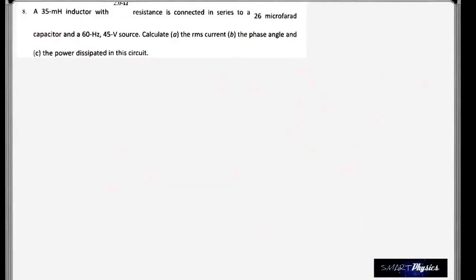Number 8. Let's look at it. Sometimes I shout with a purpose. A 35 millihenry inductor with 2 ohm resistance is connected in series to a 26 microfarad capacitor and a 60 hertz 45 volt source. Wait, is that 45 volt RMS voltage or is it the peak voltage?